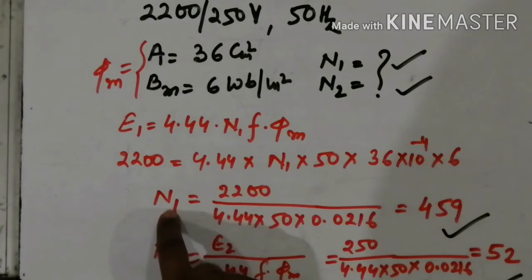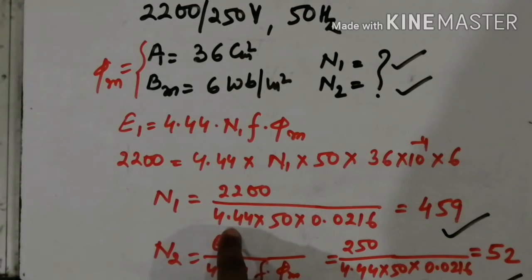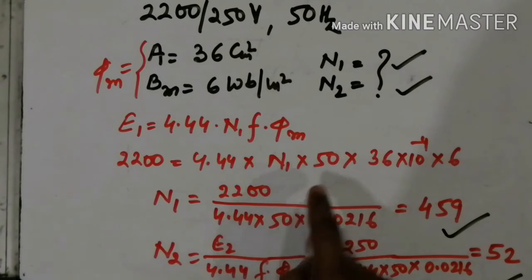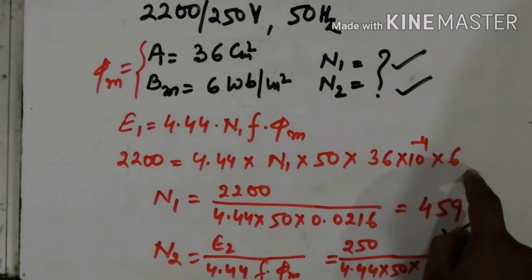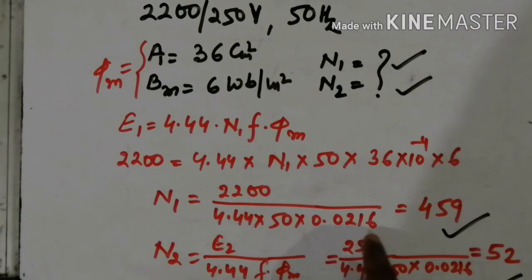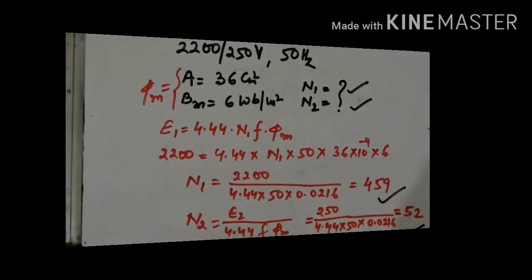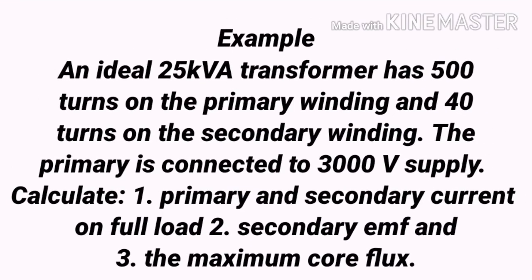Okay, that's why the value of N1 is equal to 2200 divided by 4.44 into 50 into the multiplication of this one, that is A, 0.0216. It is finally 459. So similarly N2 is 52. Now see the next question.